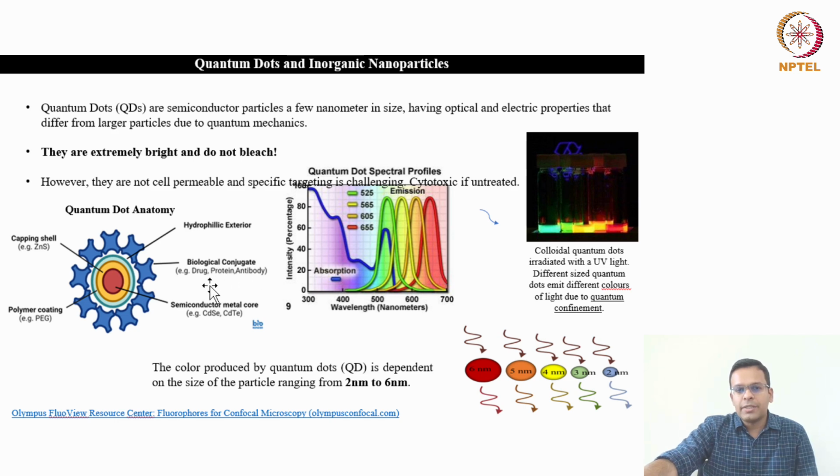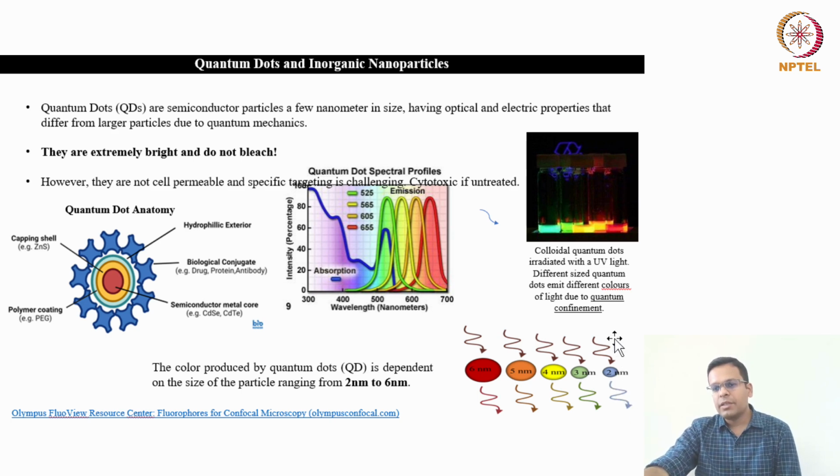They have biological conjugates such as drug, protein, or antibody, by which they can be conjugated to proteins or other biological molecules. They are basically semiconductor metal particles available in different sizes like 2, 3, 4, 5, and 6 nanometer. Depending on their size, their fluorescent wavelength changes. The smallest, 2 nanometer, emits blue light, and the largest, 6 nanometer, emits red light. So quantum dots are also available in different colors and different sizes.